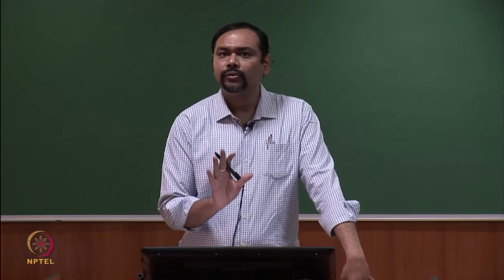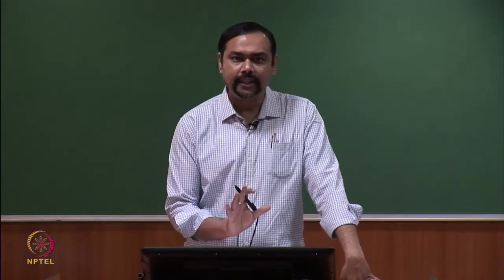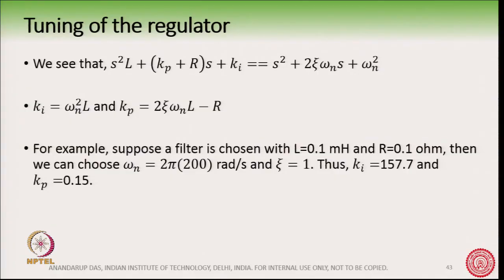But I will not go into those details. Just to give you a small introduction, the characteristic equation here will become similar to s squared plus 2 zeta omega n s plus omega n squared, and it looks like this. And so, we can set the values of Kp and Ki. For example, Ki is this and Kp is, you can put these values.